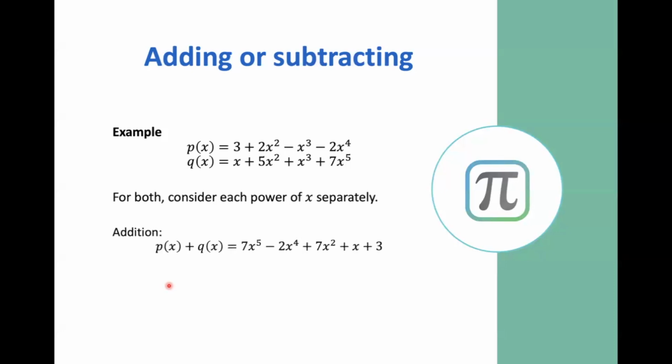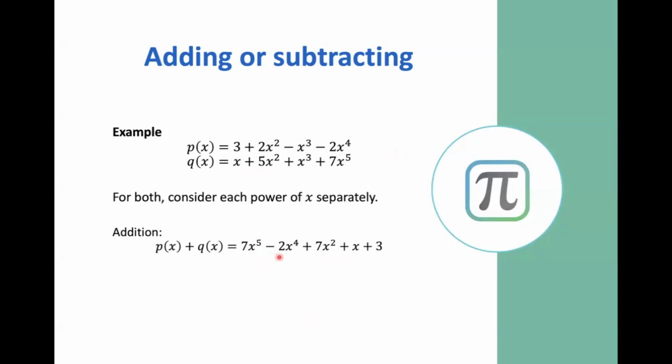Therefore, if we're adding the polynomials together, p of x plus q of x, take each power individually. So we would start with x to the power of 5, and then we would look in the equations for anything with the power of 4, which we only have one expression in p of x. So the beginning of our addition is 7x to the power of 5 minus 2x to the power of 4.